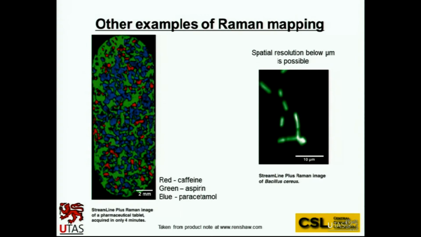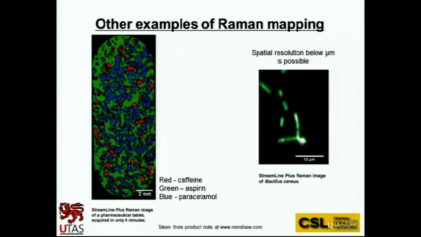Again, where our instrument really comes to fruition is probably imaging, so the spatial distribution of certain chemicals. In this case, for example, we have caffeine, aspirin, and paracetamol in a pharmaceutical tablet. That only took 4 minutes to do. It's probably a couple of centimeters long tablet. So it's quite easy to do.